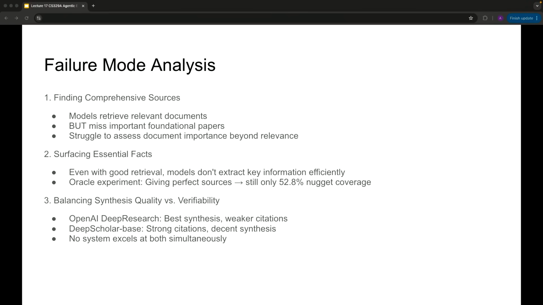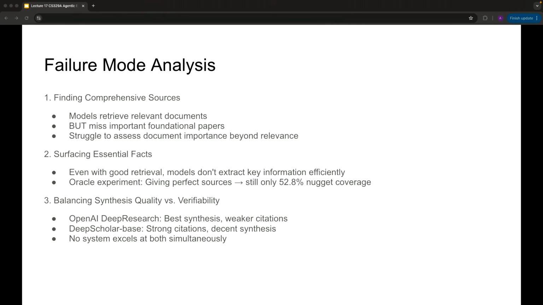The deep research agents do a reasonably strong job, but they struggle to assess the document importance beyond whether it's relevant to the context or not. They don't always surface essential facts, so even with good retrieval, they don't always extract the key information efficiently. If you do give the perfect sources, so even if you say, okay, here are all the papers that should have been included, even then, if you try to get them to extract the key facts, they get about 50% coverage, and without knowing the exact papers, they get lower coverage.